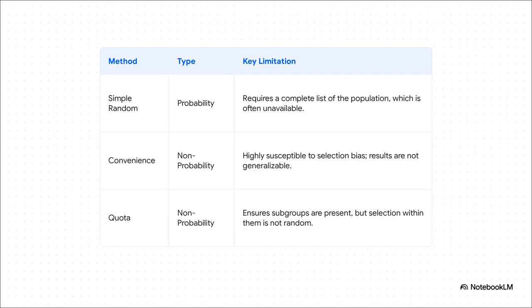And you can really see the tough choices researchers have to make here. Simple random sampling, that's the purest method, but it needs that perfect, almost mythical, complete list of everyone. A convenient sample is quick, it's cheap, but it can be full of bias. Quota sampling tries to be a bit smarter, making sure you get the right number of people from different groups. But who you pick within those groups, well, that's still not random.